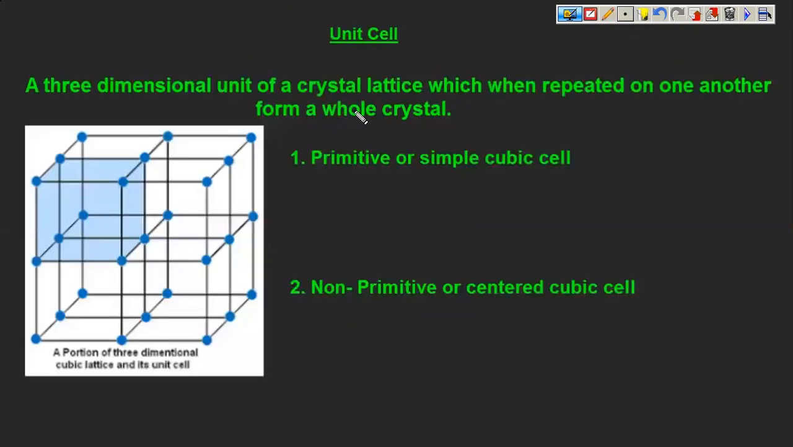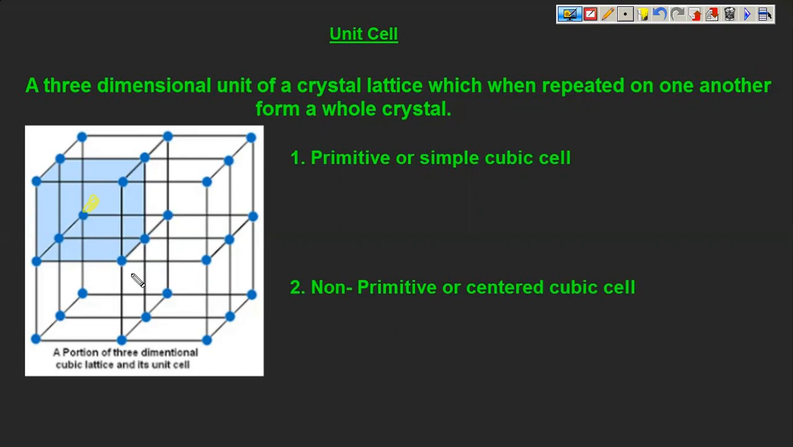A unit cell is a three-dimensional unit of a crystal lattice which, when repeated on one another, forms a whole crystal. Suppose this is a complete crystal lattice. This is the smallest three-dimensional part of this crystal lattice. This represents a unit cell. So a unit cell is the smallest three-dimensional part of a crystal. These three-dimensional parts repeat one over another and form a whole crystal.